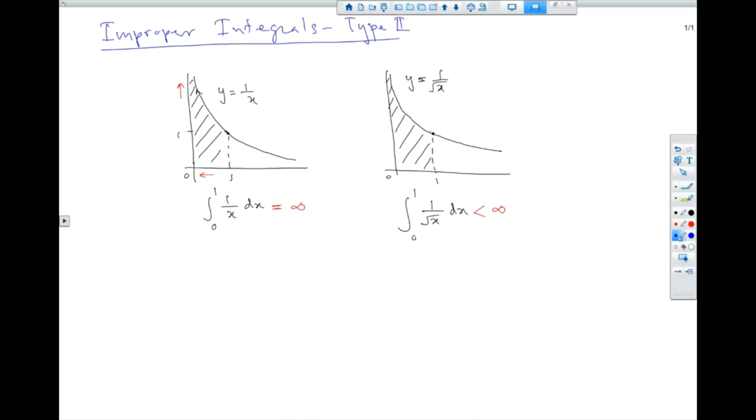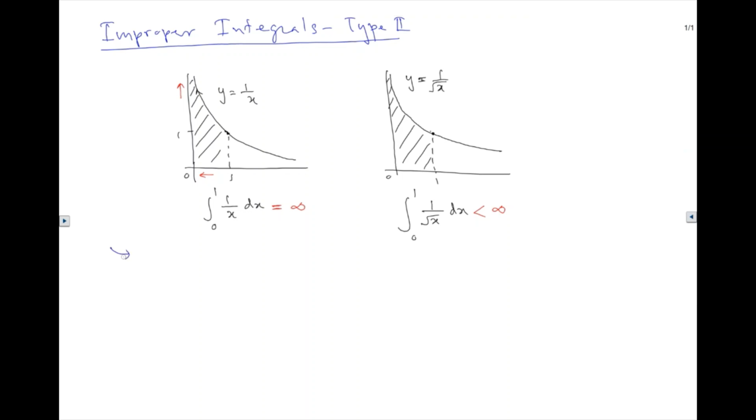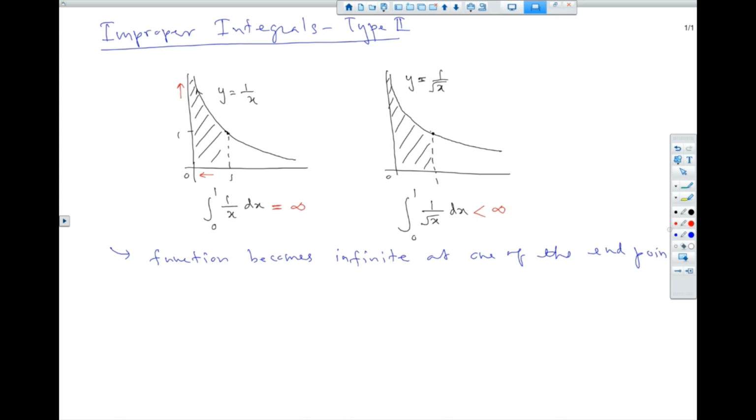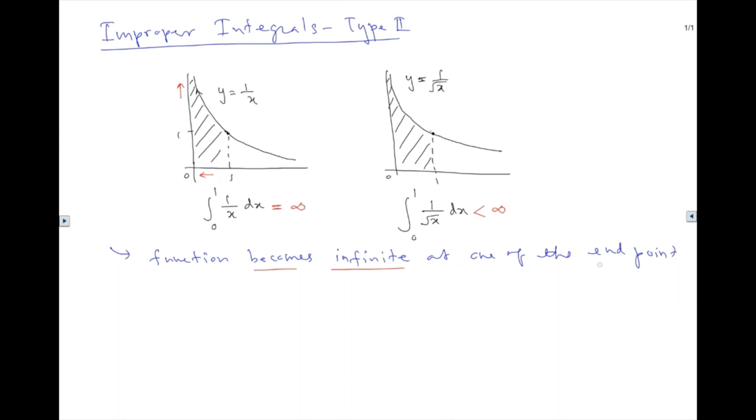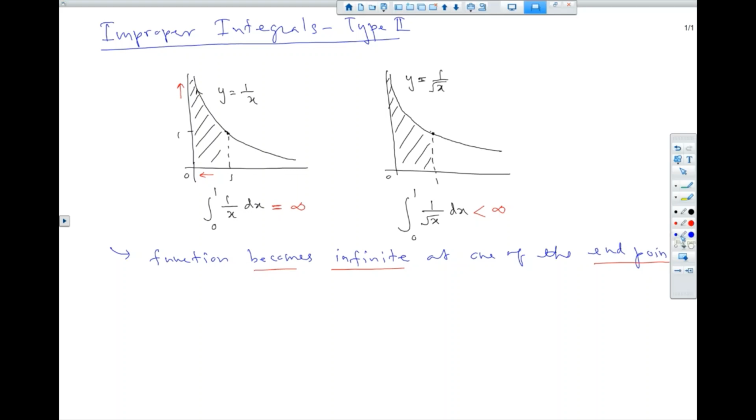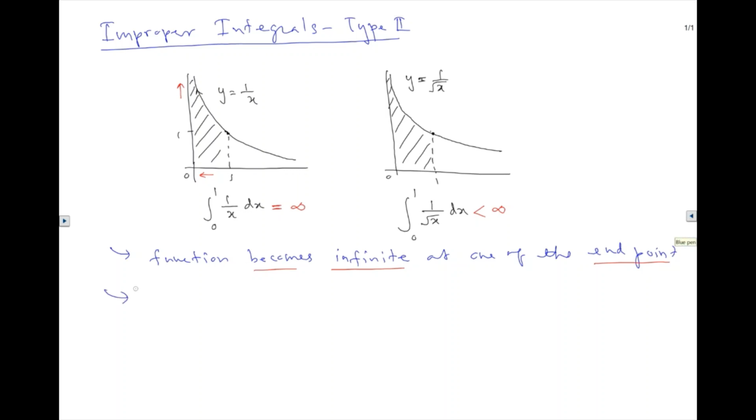So what we notice in this situation is that the function becomes infinite at at least one of the endpoints. It can be both, but at least one. That's one of the observations that we have. And in these situations you're going to see vertical asymptotes.